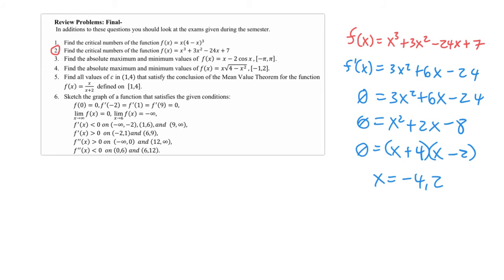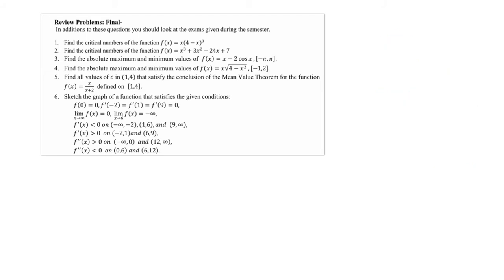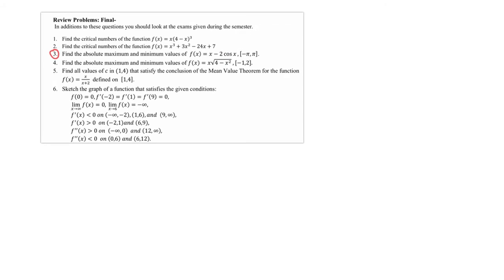Okay, so that is that one. All right, looking at problem number 3, find the absolute maximum and minimum values of this. First of all, finding the maximum and minimum values is going to feature a sine graph, but first and foremost, you do have to take the derivative. So we're going to start there.